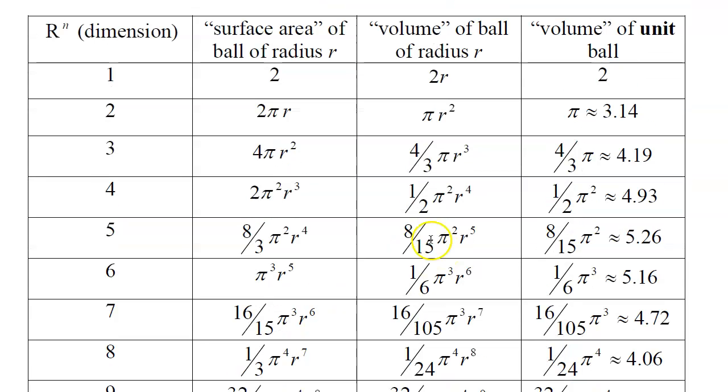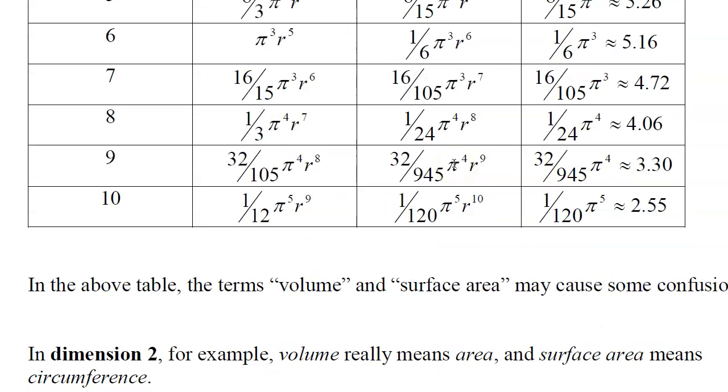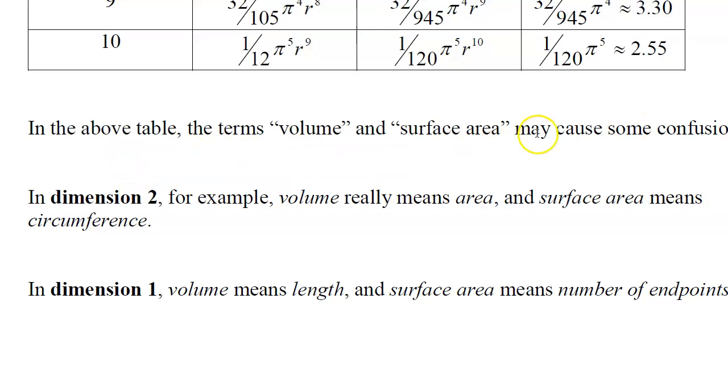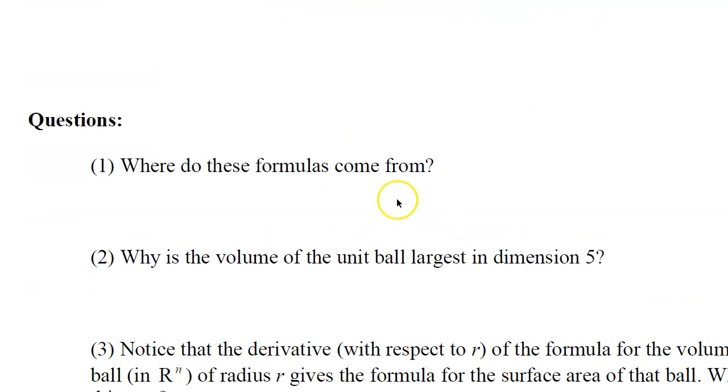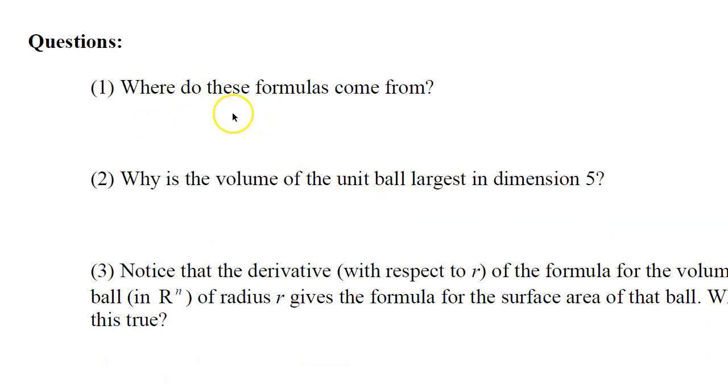So I want to really study this table and ask ourselves a few questions about it. This is what I already mentioned about how, when we talk about volume in dimension 2, we're really talking about area, and surface area really means circumference. But a couple questions we have: first of all, where do these formulas come from? Where does that table of formulas even come from?